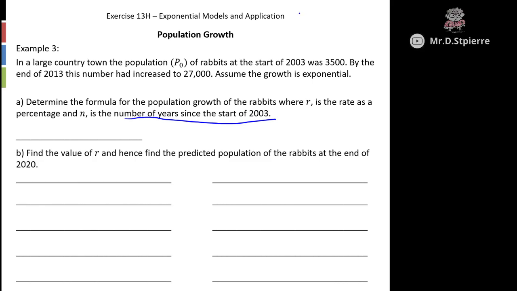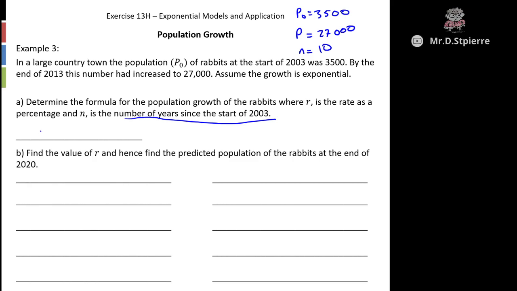So what are a couple of things that we have? Well, P0 is equal to 3500. The final amount in 2013 had increased to 27,000. Okay, and N, the number of years elapsed, isn't 2013. It's how many years since 2003, so N in this case is going to be equal to 10.